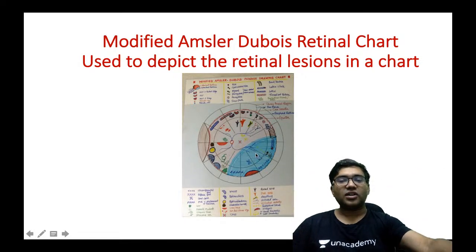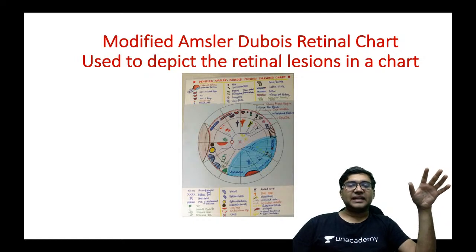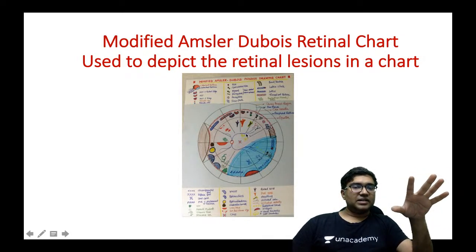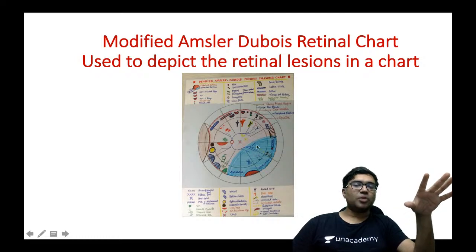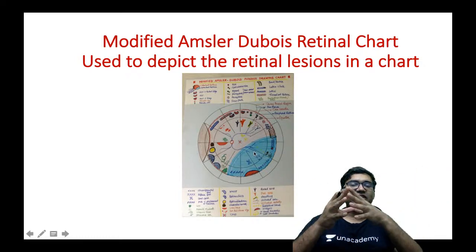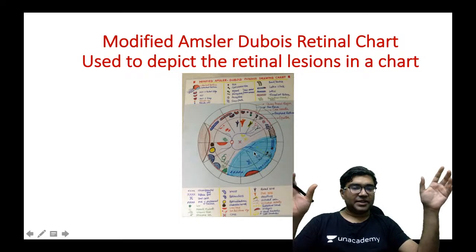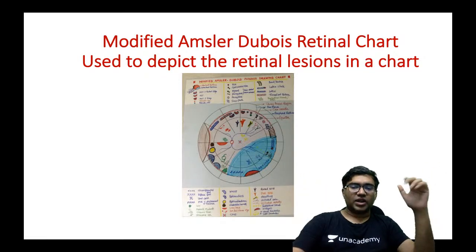This is your red color, that is hemorrhage, and this is your blue color, which is basically your retinal detachment. Is it clear, everyone? Okay.